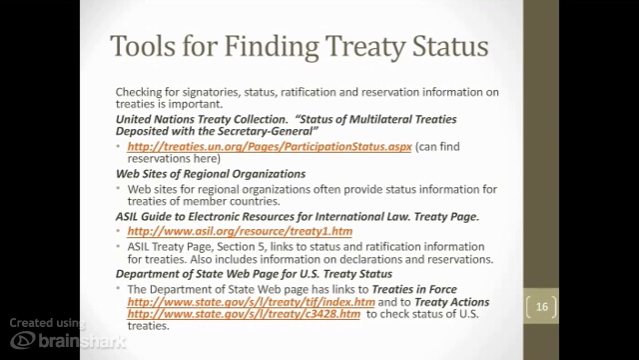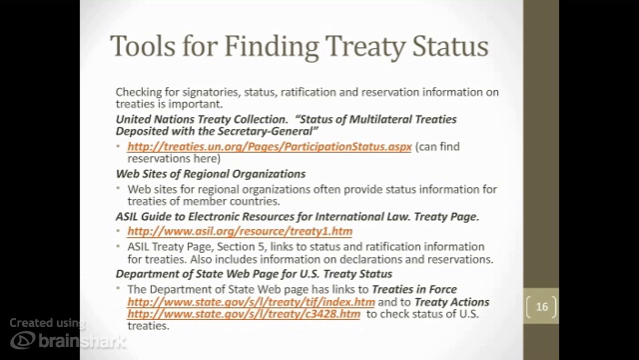Once you find the full text of the treaty, you'll need to figure out what the status is. I've identified some tools here, including the UN Treaty Collection, Status of Multilateral Treaties deposited with the Secretary General, the Department of State webpage. They'll all help you identify the status, whether or not a treaty has been ratified, and whether countries have made reservations.